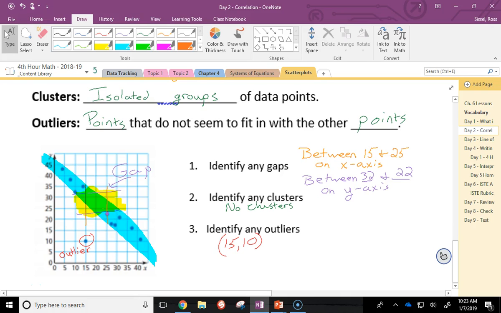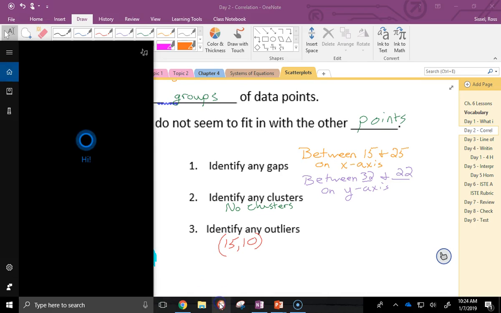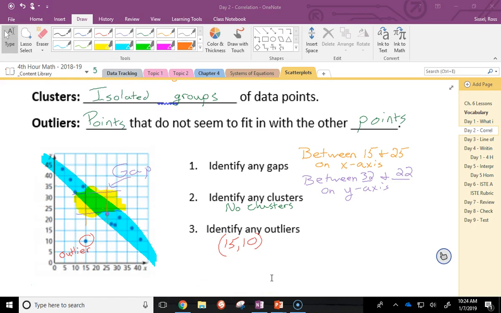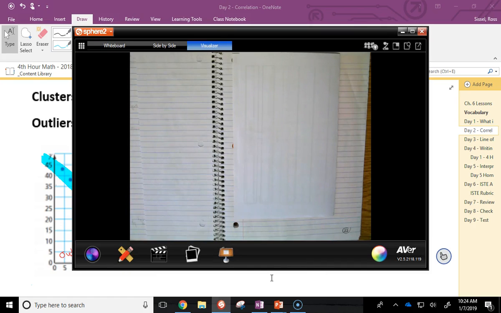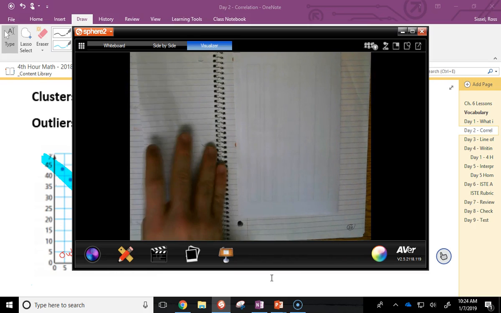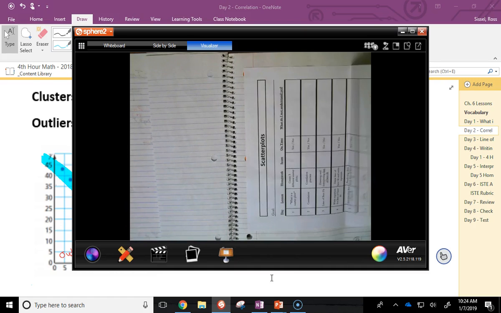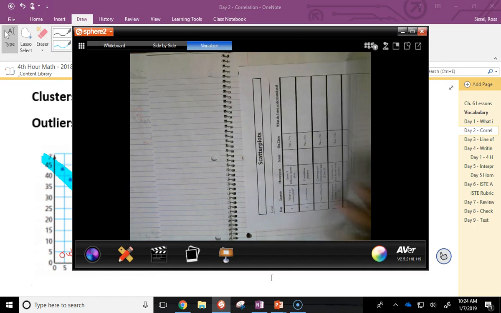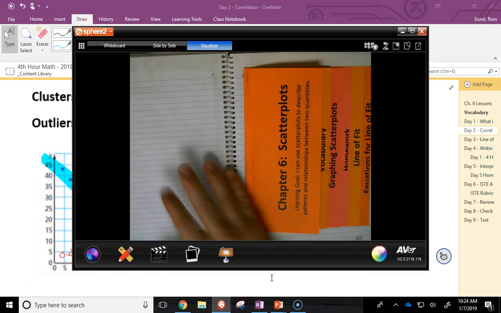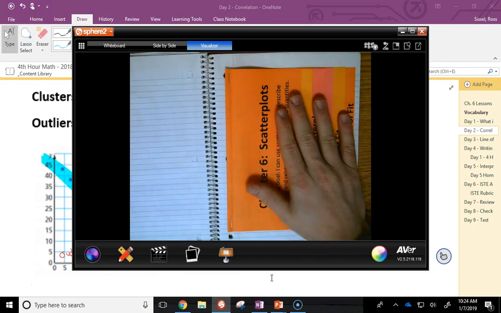Okay? Now, it is important that you have your notebook. You guys were supposed to be gluing these in your notebook, and here's why. For today, I'm going to come back to this and show you. Paying attention, please. Okay, here's my notebook. I had my scatter plots. I had this. I should have graphed this in.